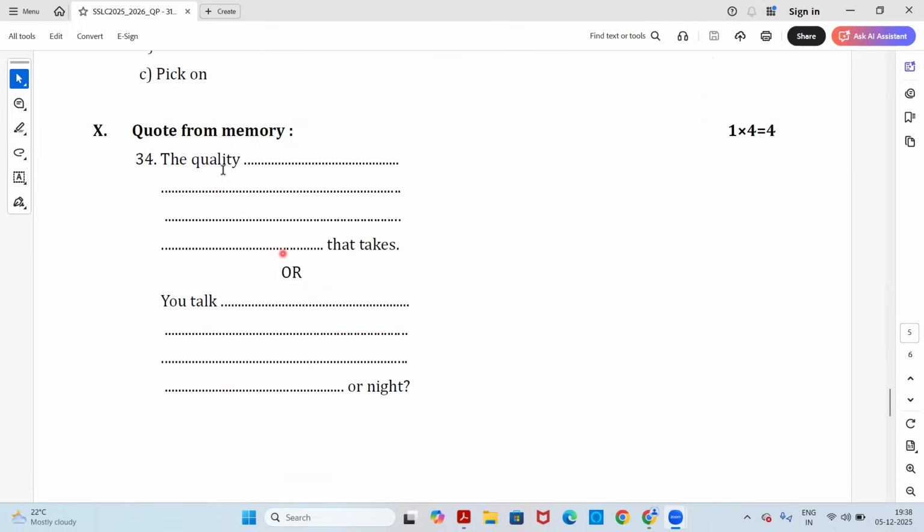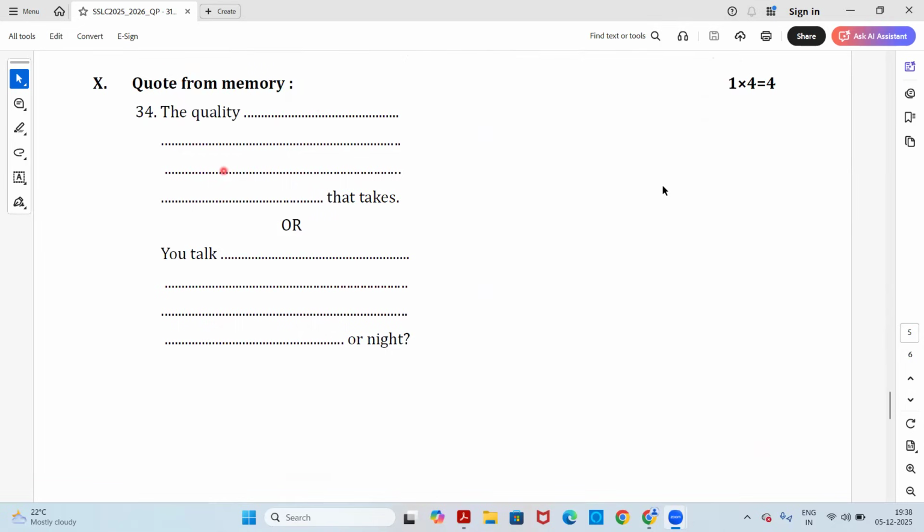The next is quote from memory, that is the poem memorization. Again, it is for 4 marks. There are 2 stanzas from 2 different poems. You have to attempt any one. Do not waste time writing both, because you are not going to earn double marks over here. You're getting only 4 marks, so be very careful.